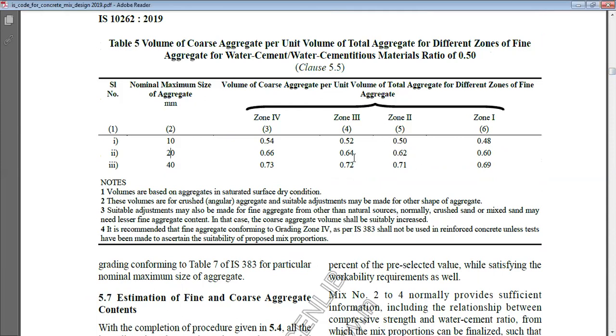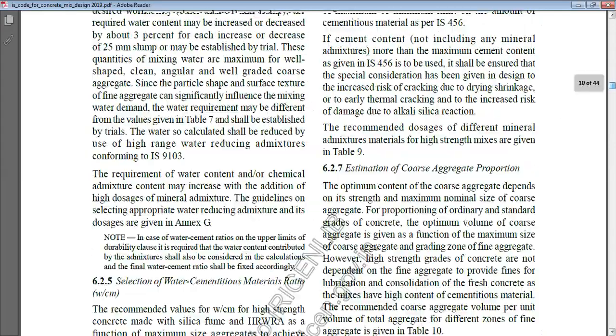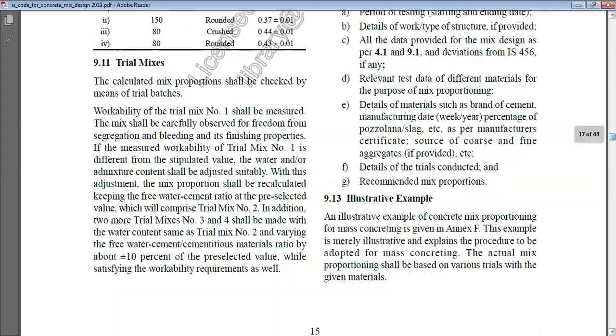Whatever the calculations, the table was prepared by conducting a number of trials for a water cement ratio of 0.5. They kept the water cement ratio of 0.5 as a constant and prepared these tables. If the water cement ratio is more than or less than 0.5, you need to apply some corrections. Those corrections we'll see here. We'll go again and examine that problem.